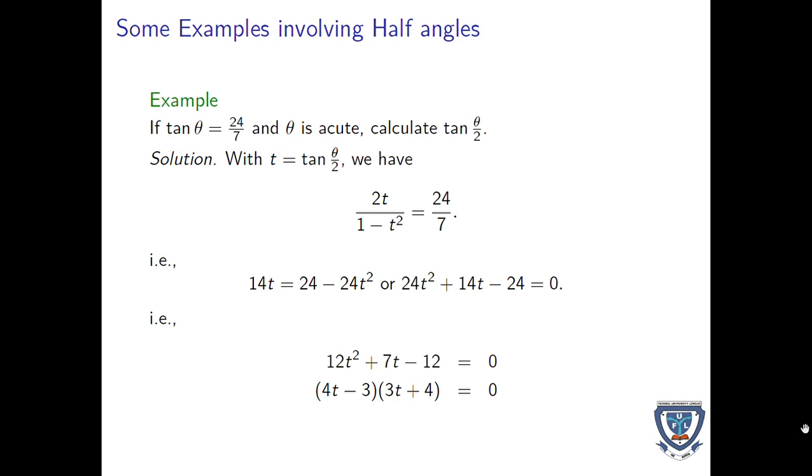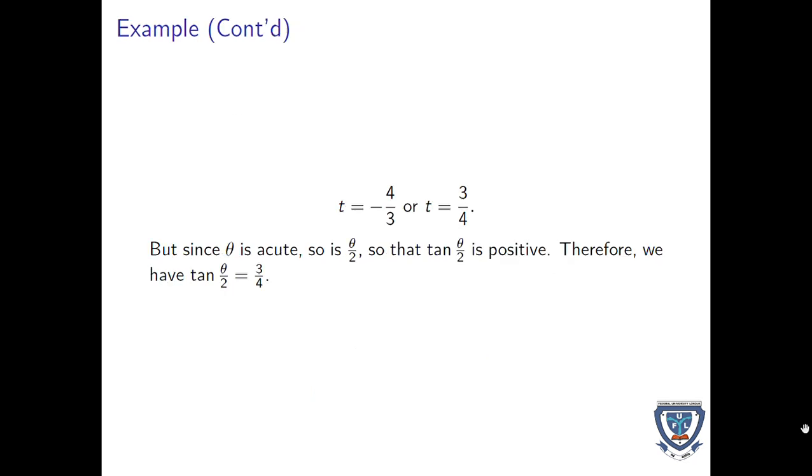and try to collect like terms. You are going to have 24t squared plus 14t minus 24 equal to 0. And that will give us a quadratic equation which can be factored into (4t minus 3)(3t plus 4) equal to 0. And going forward, you're going to find that t will be equal to minus 4 over 3, or t is equal to 3 over 4.